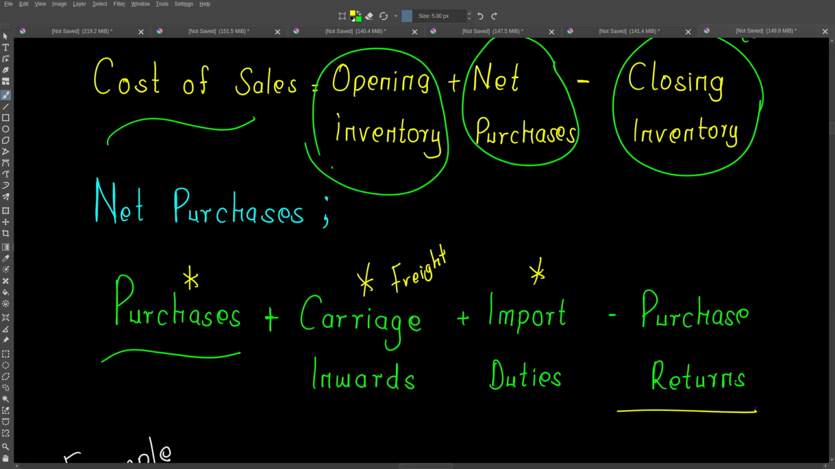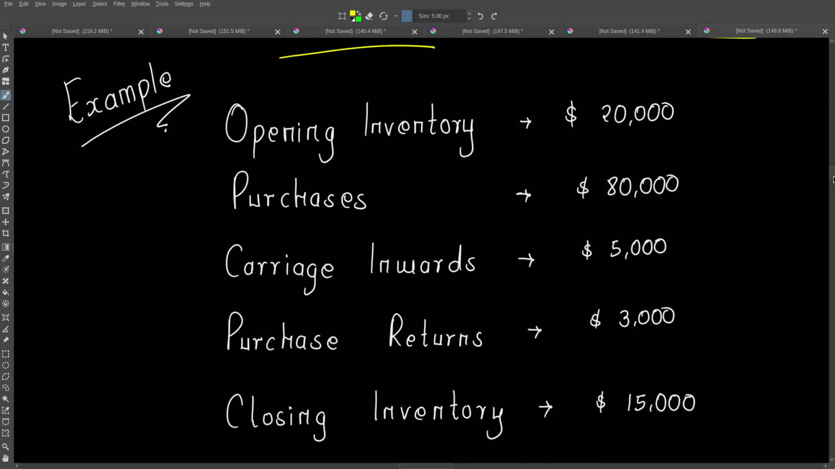And then you also less purchase returns. You could buy something and it is spoiled and you have to return it. So if you had already recorded it, you need to less the purchase returns. So basically, this is what is called the net purchases. It includes the carriage inwards and import duties, all the costs that are directly involved in bringing the goods into your warehouse. Remember to less the purchase returns in case you purchased something and you have to return it to the supplier.